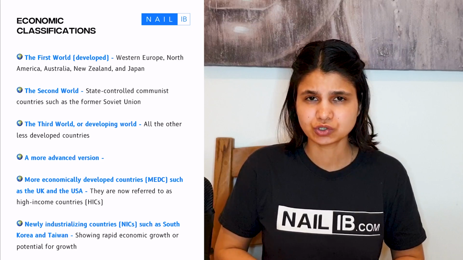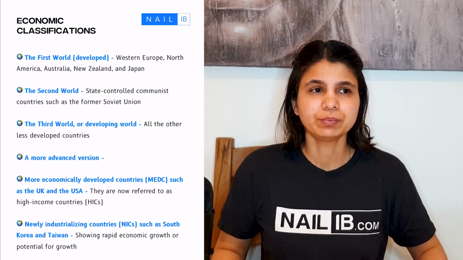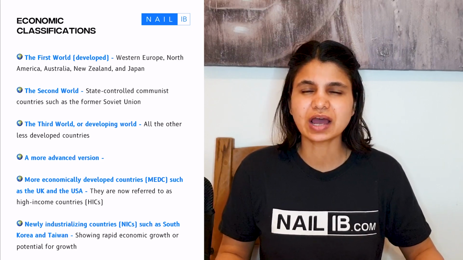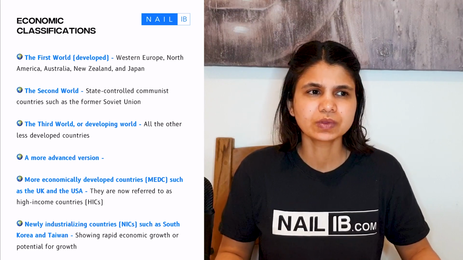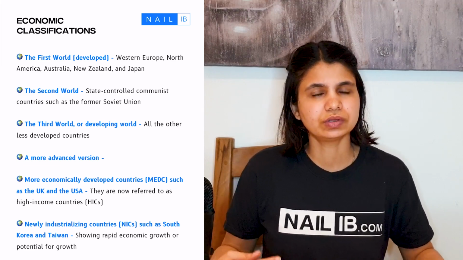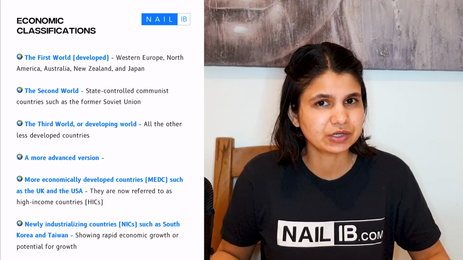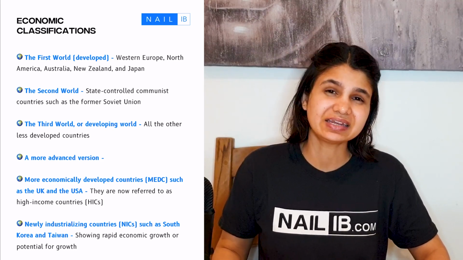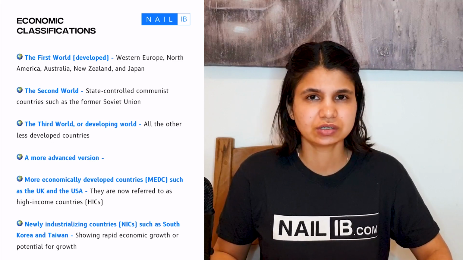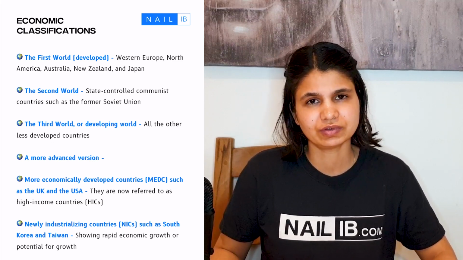A more advanced version of this has come up, because these three categories were actually not taking care of all the countries that we have, and there were some outliers. So another attempt has been made to put them into different categories, which is MEDCs, NICs, NEEs, and you must hear about them all the time when we are studying geography.